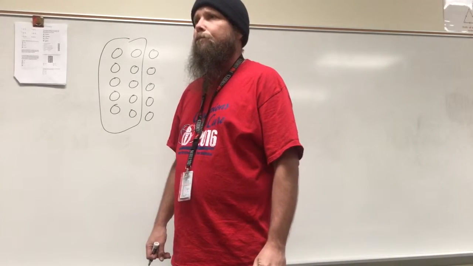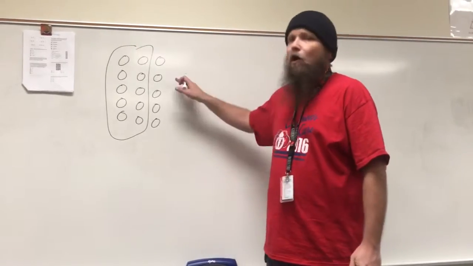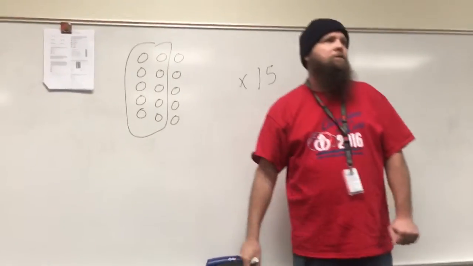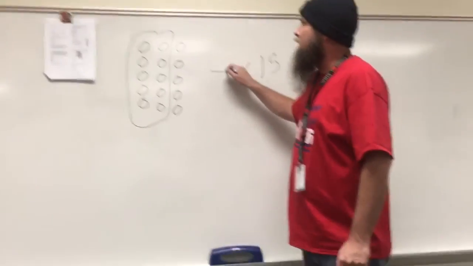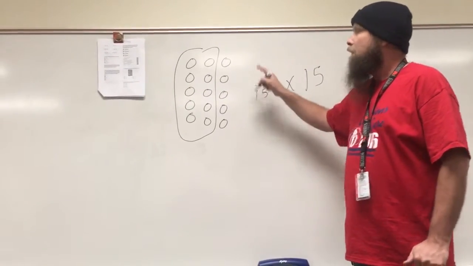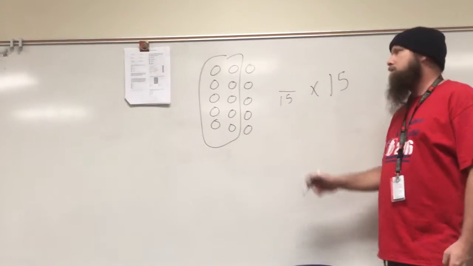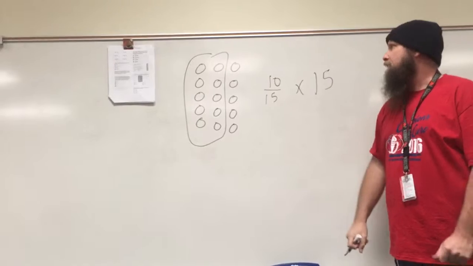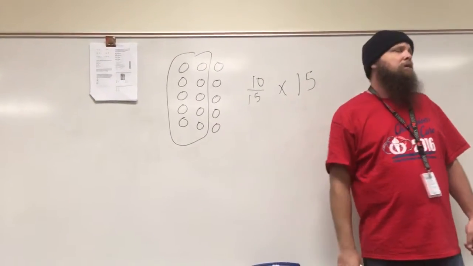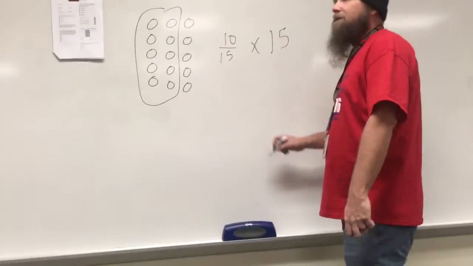Yes, ma'am. Okay? So, I know I'm multiplying by 15 because I have 15 total counters. And I'm going to multiply it by something over 15. How many out of the 15 are circled? 10. So I have 10 fifteenths times 15. Is that up there? No. Why not? Because you have to simplify 10 fifteenths.